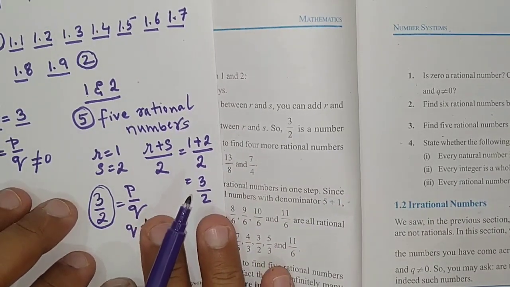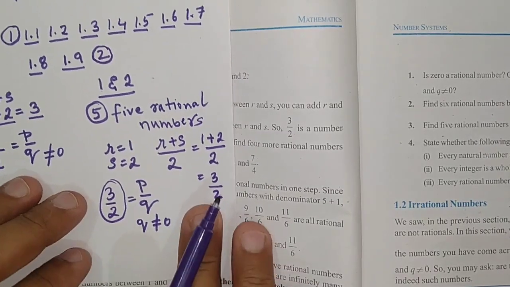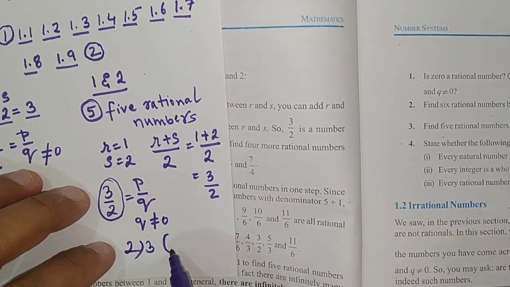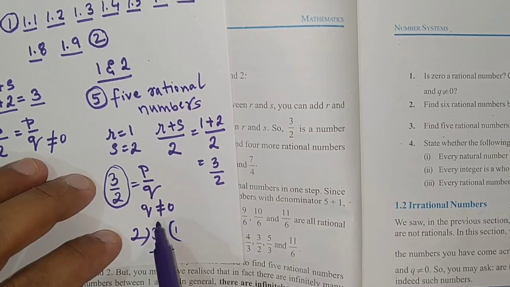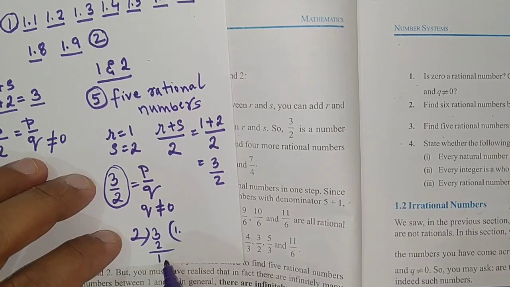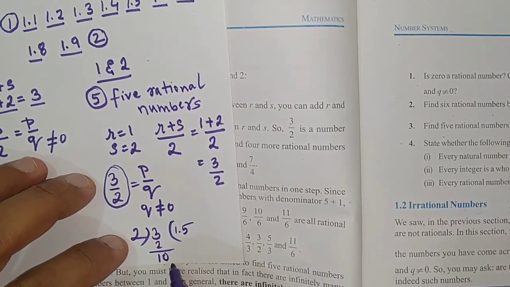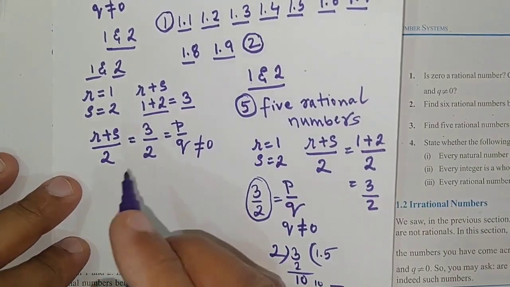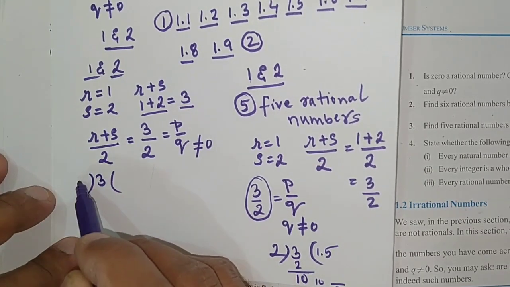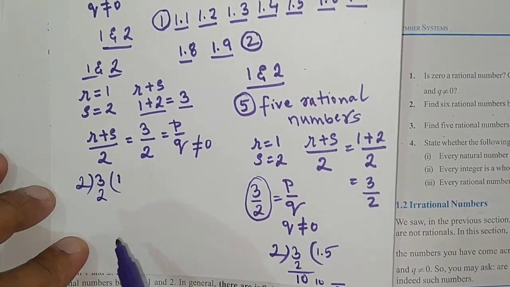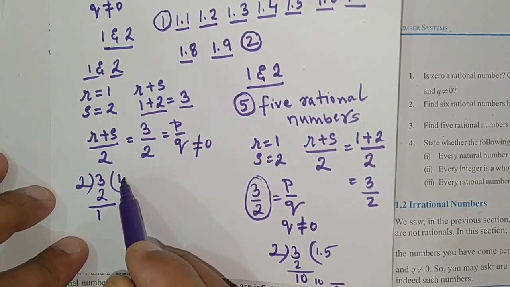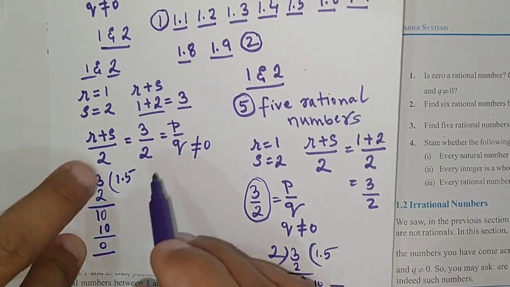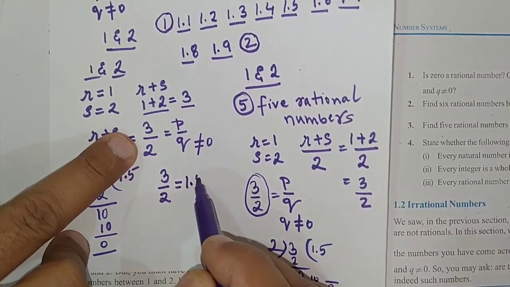Now if you take this 3 by 2, 3 divided by 2: 2 ones are 2, 3 minus 2 is 1, put the decimal point, take 0, 2 fives are 10, so you get 0. So 3 by 2 is equal to 1.5.